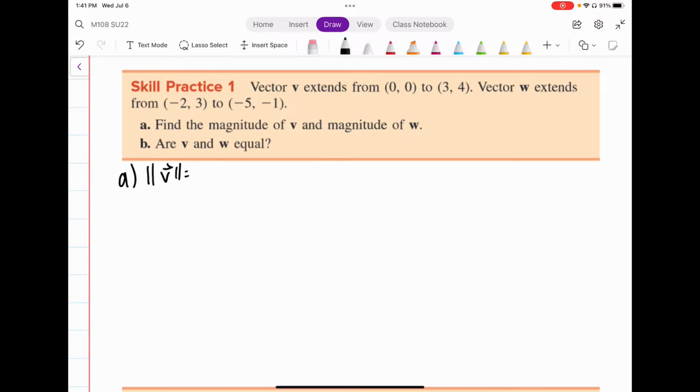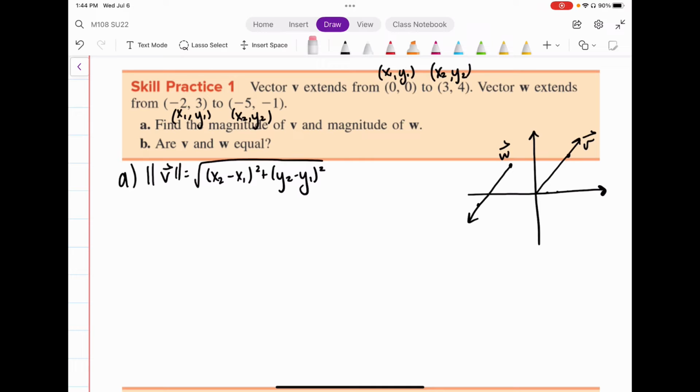The magnitude of a vector is given by using the distance formula between the points, where we take the terminal point minus the initial point. I've drawn out the two different vectors, and I've labeled each point as x1, y1, x2, y2. Initial point is always x1, y1, and terminal point is always x2, y2. When we're talking about the magnitude of vector v, we are taking the distance from the origin.